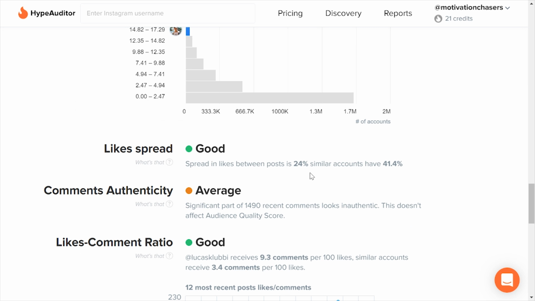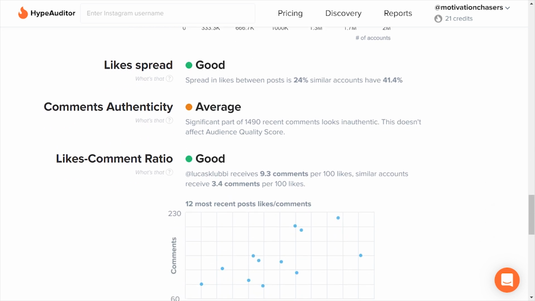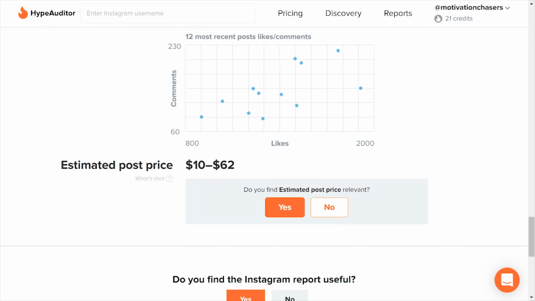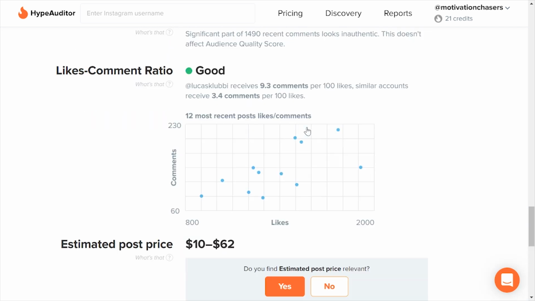Likes spread, good. Likes between posts, so this can basically detect if you're using power likes or not. If you get all the likes in the first 3 hours and then you're not getting any more likes, then this is going to show some red flags, which is cool. So if you're going to buy an account, for example, you can use HypeAuditor to really check if the account is authentic or not. Comments authenticity, significant parts of recent comments look inauthentic. So maybe he's using DM groups and that's why. Likes comment ratio is good, same stuff here, most recent post. And then estimated price per post, $10 to $62, and that is pretty much the full report.